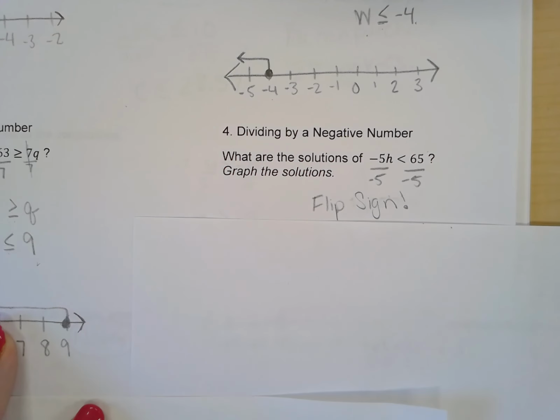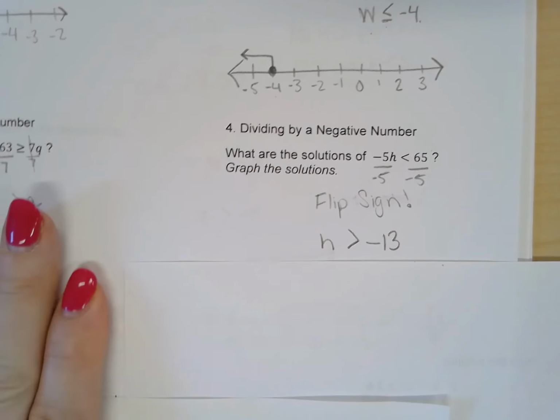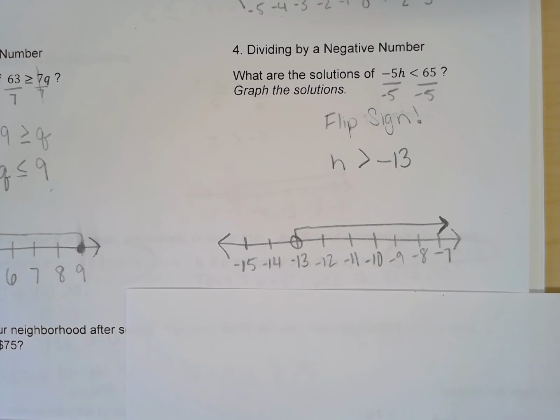Now, because you're dividing by this negative number, that means the sign is going to flip. So instead of being a less than sign, you should end up with a greater than sign. So h is greater than negative 13. That should be your final answer. And then create your number line, and it should be an open dot at negative 13. And again, it's going to be pointing to the right for greater than.